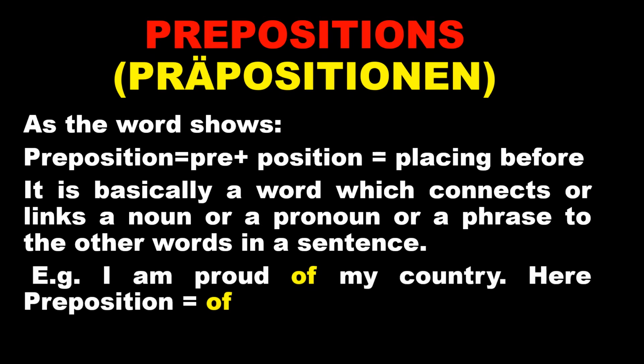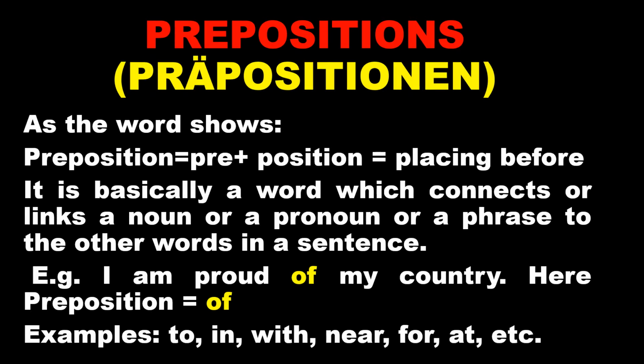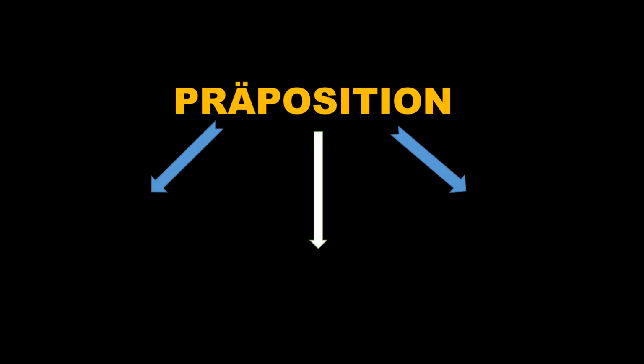Let's see the example. In English, I am just trying to make it simple for you. I am proud of my country. Here you can see the preposition is of. Some more prepositions in English language are to, in, with, near, for, at, etc. There are many, and these prepositions are also in German language. So let's understand the prepositions in a simplified manner using this chart.